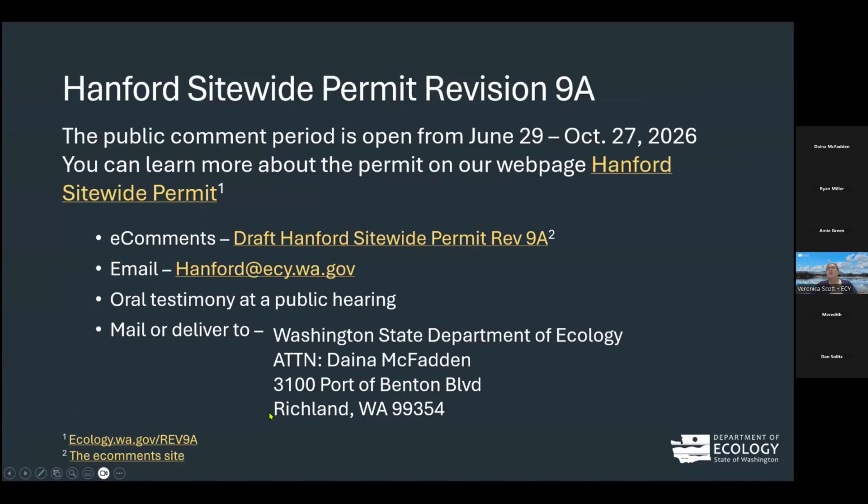So now that we've looked at the structure, how to navigate it, and we have read it, we're ready to comment. How do we do that? We're going to talk about the public comment period, which is currently open and will be open through October 27th. You can find information again at the Hanford Sitewide permit landing page.